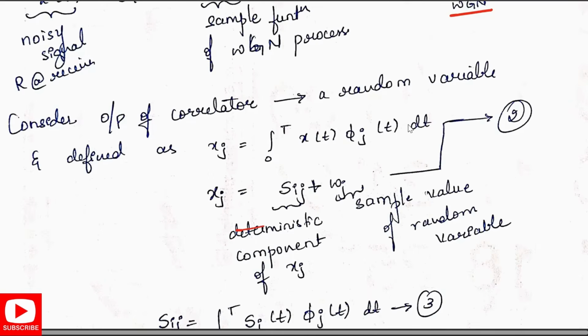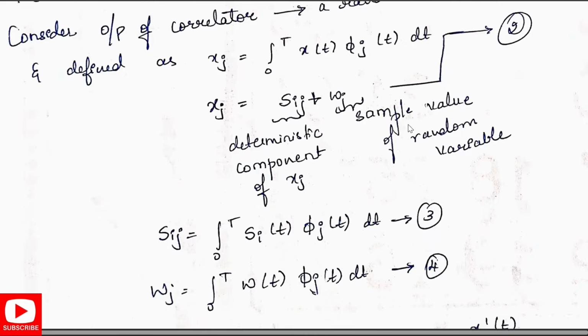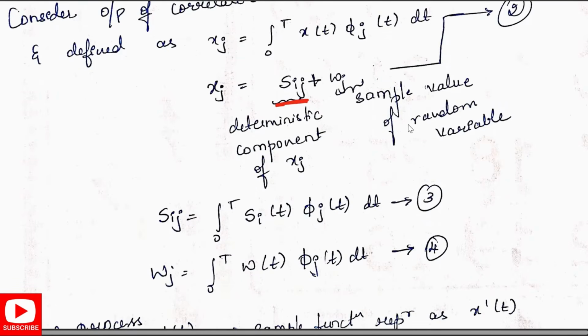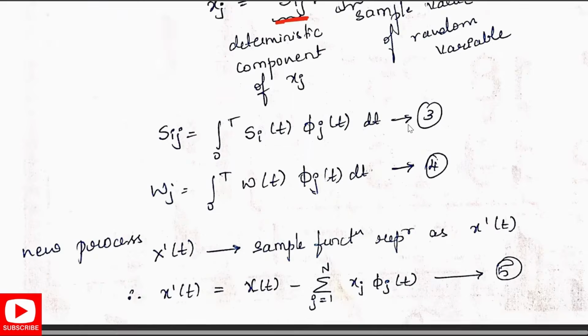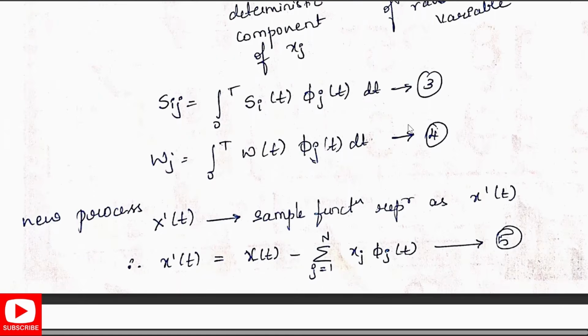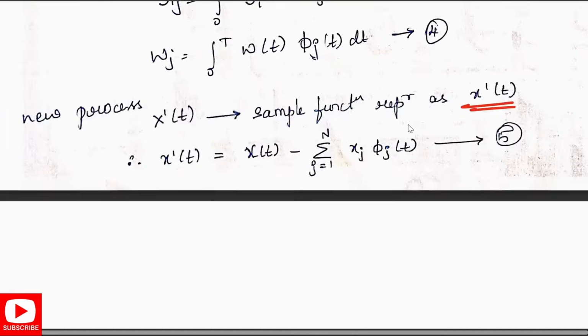Where sij is the deterministic component of xj and omega j is a sample value of the random variable. So finally you can write sij as the integral from 0 to T of Si of t into phi j of t, and omega j. Consider this equation 3 and equation 4. Here we have a new process x dash of t, which is a sample function of the representation. So x dash of t is equal to what? x of t minus the summation from j equal to 1 to n of xj phi j of t. This is equation 5.